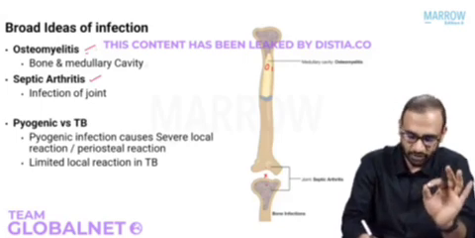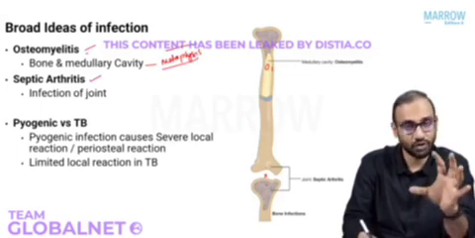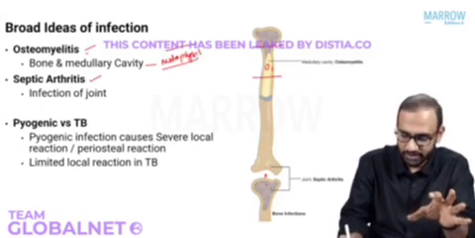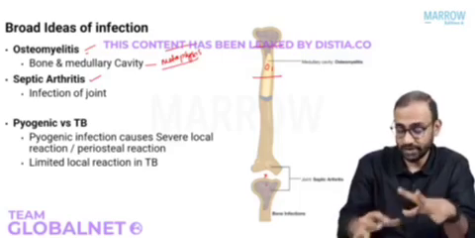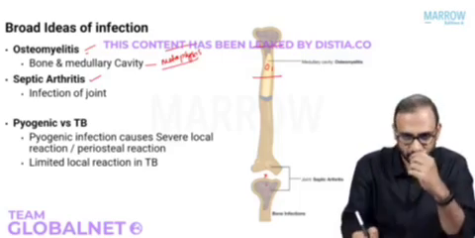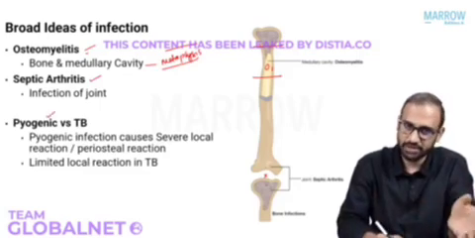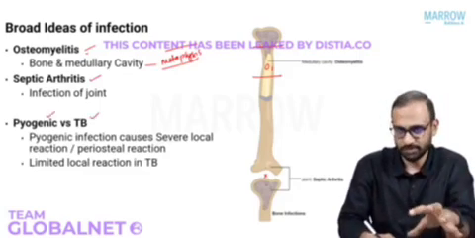Now please remember, osteomyelitis usually occurs in the metaphysis. In the metaphysis of the long bone, right? Somewhere around here, this is the location. And we will discuss why. There is science behind that. Now, you need to understand that this infection usually is bacterial. It can be pyogenic organisms or it can be tuberculosis.